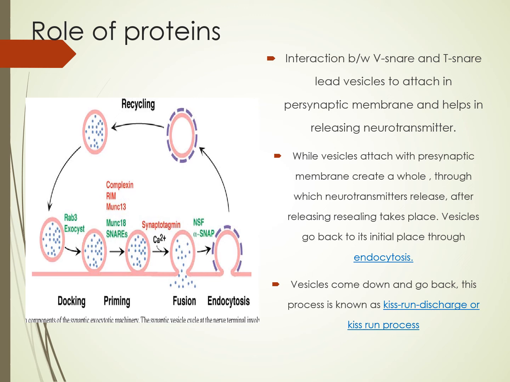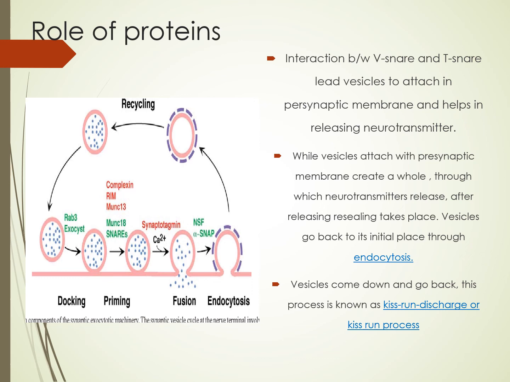That is a very important part. When vesicles attach with the presynaptic membrane, they create a hole through which the neurotransmitter is released. After releasing, resealing takes place. Vesicles go back to their initial place through endocytosis. So this is the entire process. Vesicles come down and go back. This process is known as the kiss-and-run discharge or kiss-and-run process.